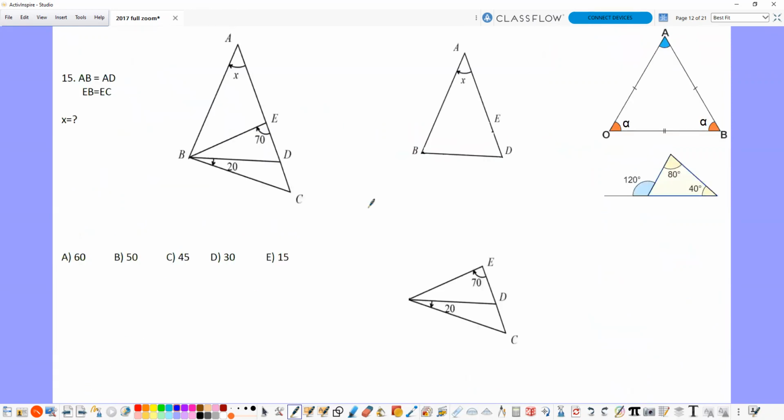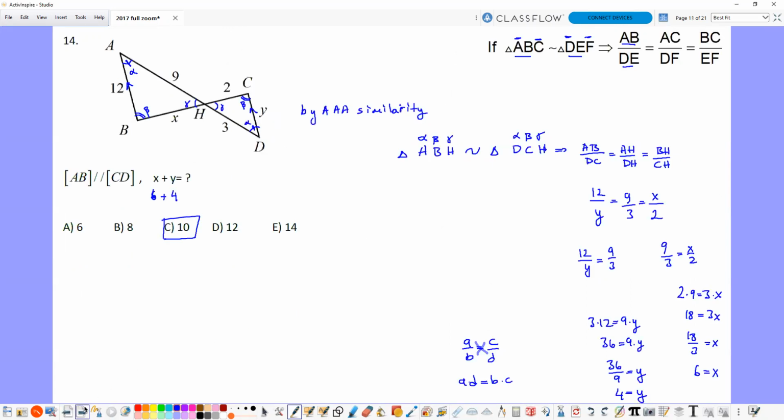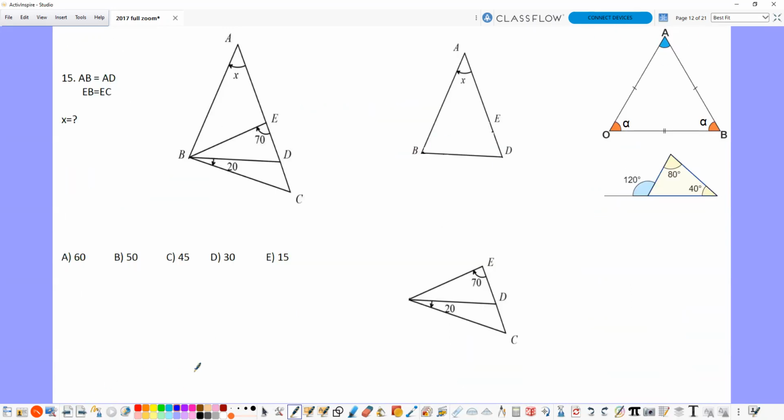We finished the 13th question, and we are starting the 14th. I'm sorry, this is the 14th, and now we are starting the 15th. Okay. Now here we have two triangles. I have separated the triangles before.